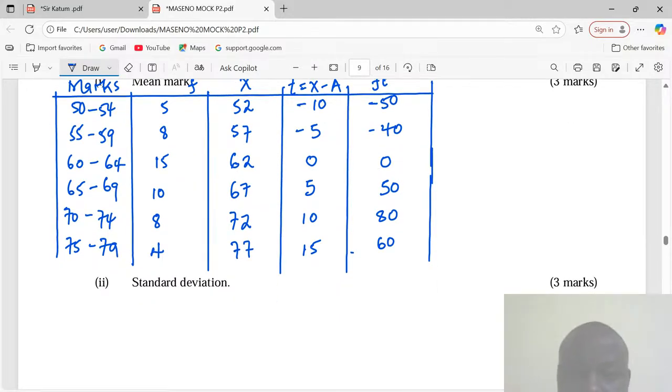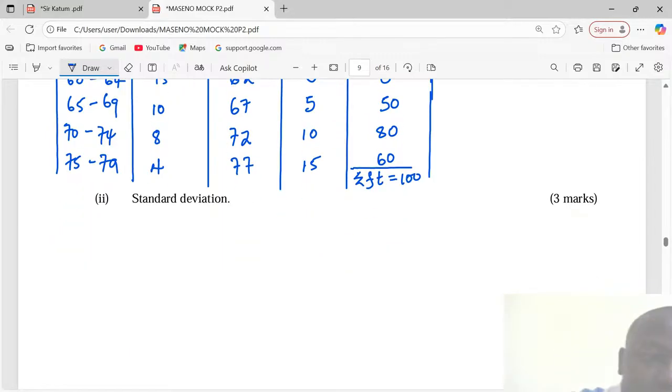I'll be checking on it later. Negative 50, negative 40, plus 0, plus 50, plus 80, plus 60. This is exactly 100. So the summation of f of t is exactly 100. So now we will talk about Roman 1, which is mean.